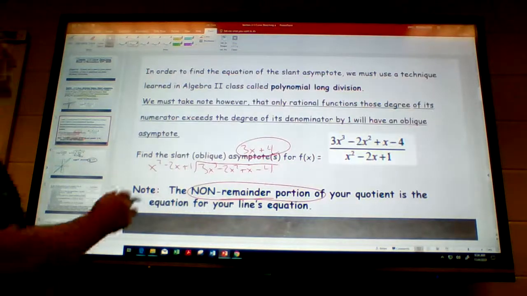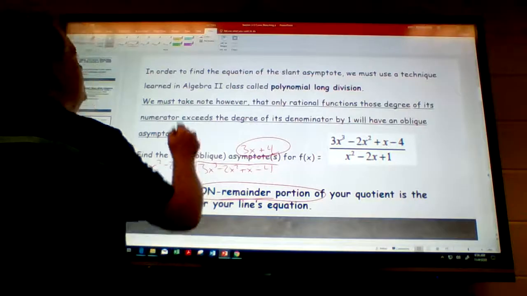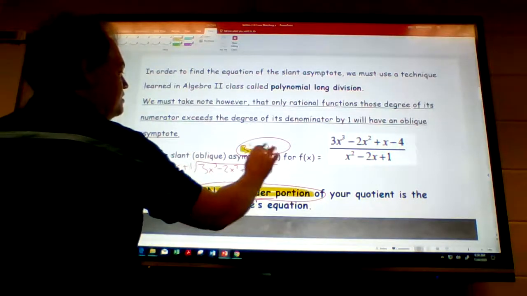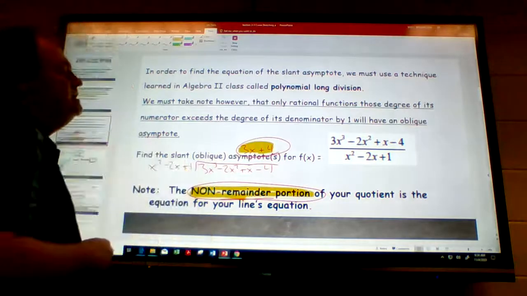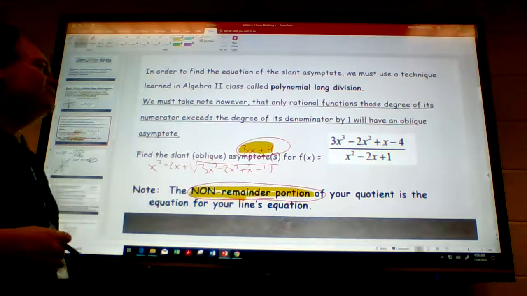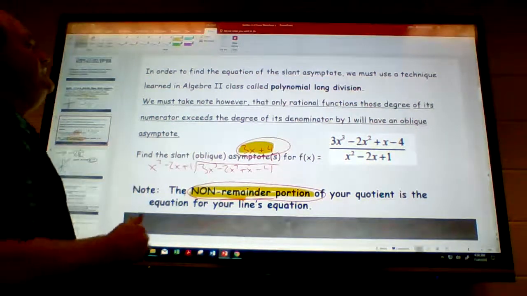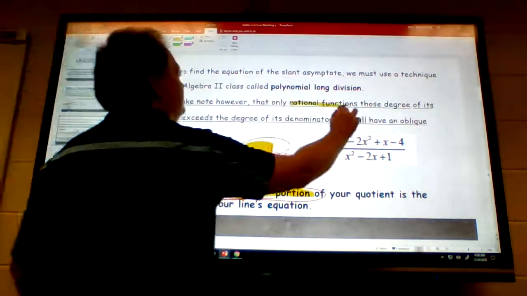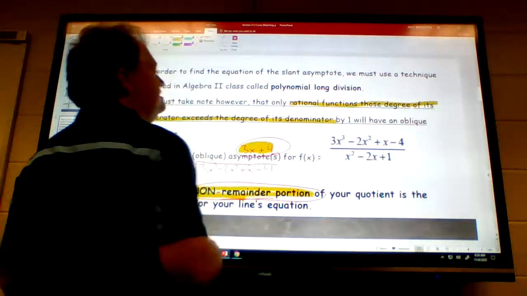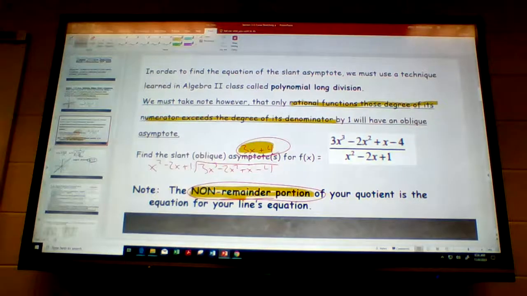Now, the thing to remember is it's only the non-remainder portion. So that's this part right there. When we divide it, you're going to get 3x plus 4. It doesn't matter what the remainder is. It's just going to be that part right there. And for rational functions, the degree of the numerator cannot exceed the denominator's by more than one in order to have an oblique asymptote.